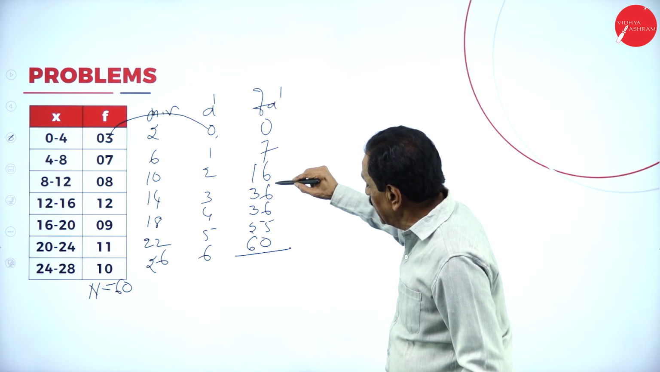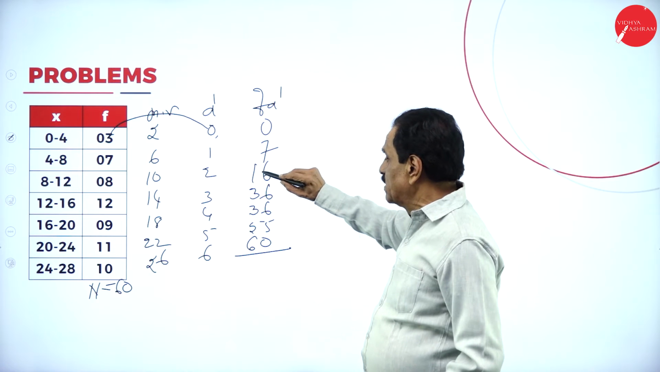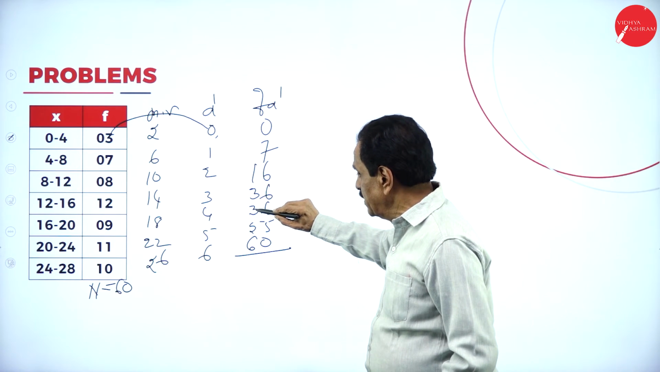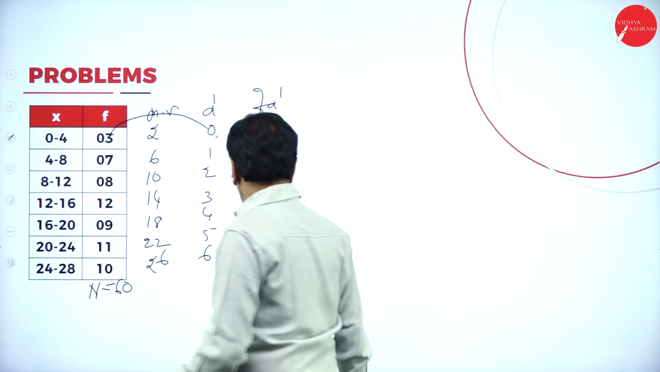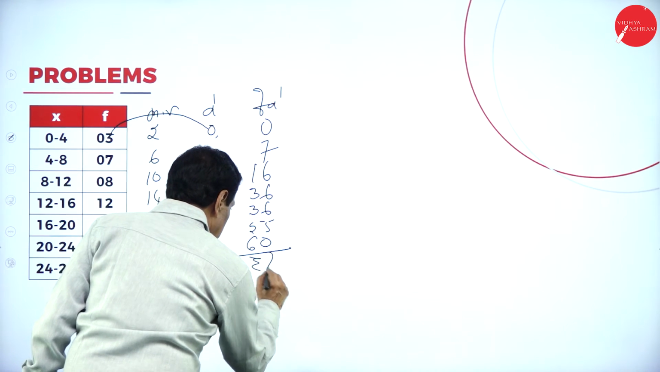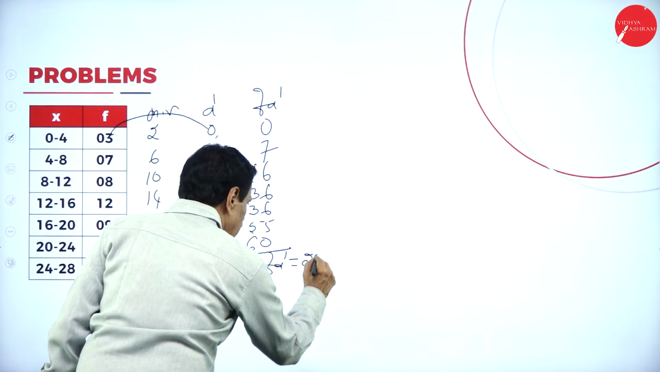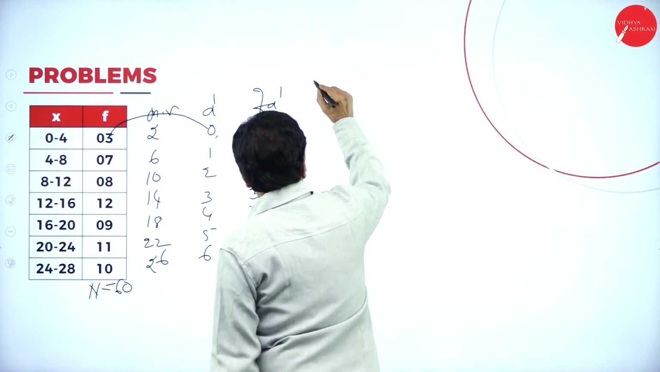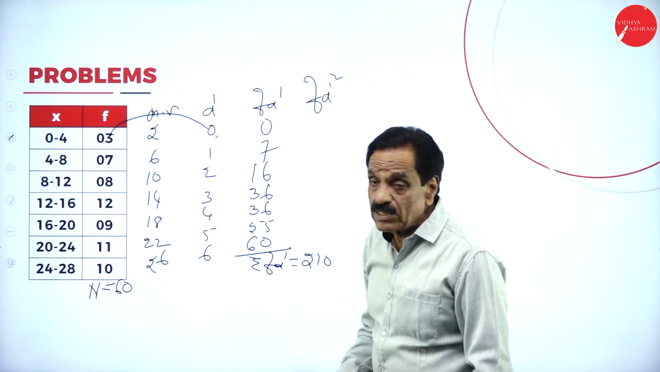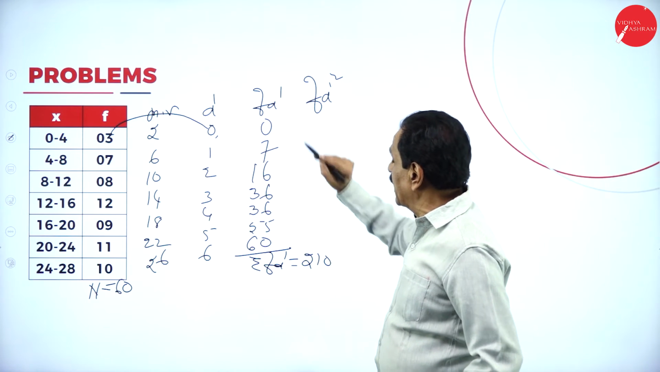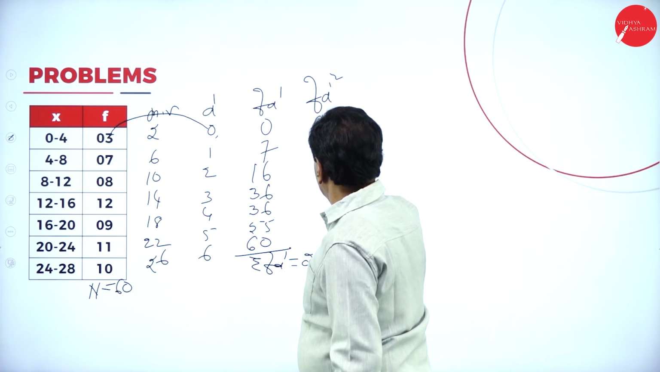7 plus 6, 13, 19, 25, 30. 3 plus 1, 4, 7, 10, 15, 21. 210. Sigma ft dash is 210. Next step, last step, sigma ft dash square. What is ft dash square? Ft dash into d dash. 0 into 0, 0.